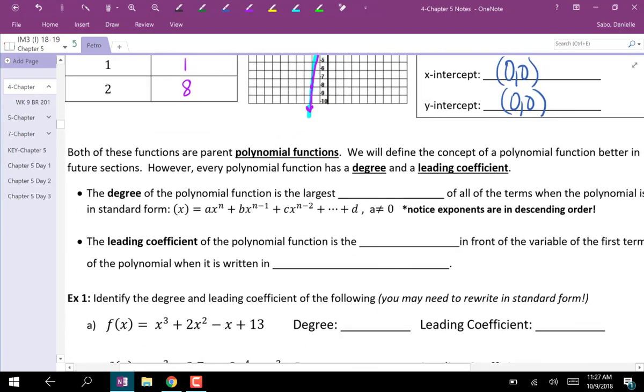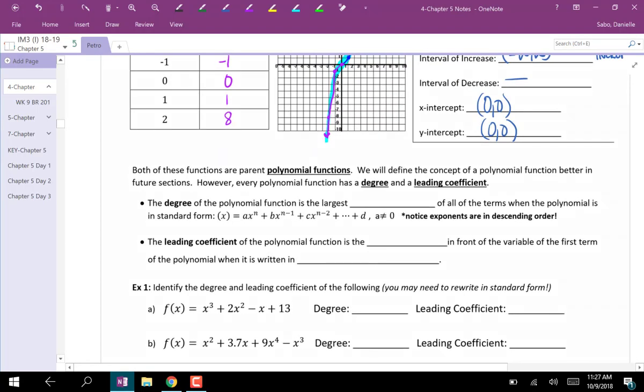Okay, now let's kind of talk about it. Both of these functions are parent functions. We call them parent functions because they are the original. Okay, they're the parents. When you do transformations, which we did last chapter, that's not a parent function anymore.